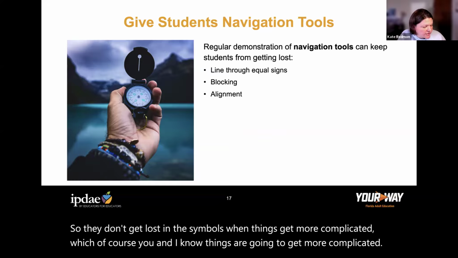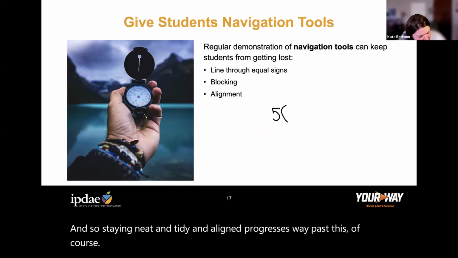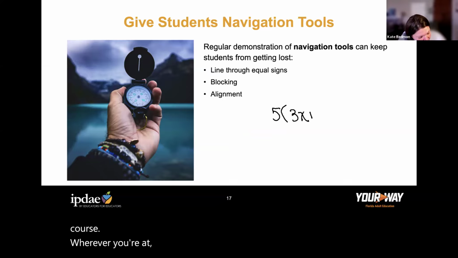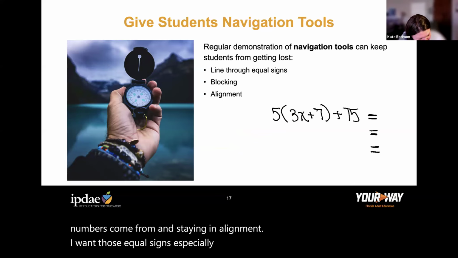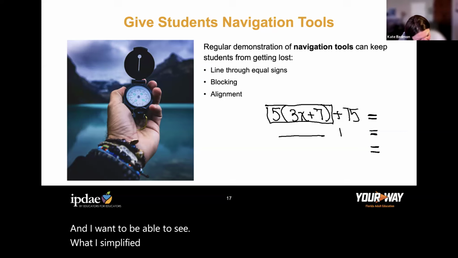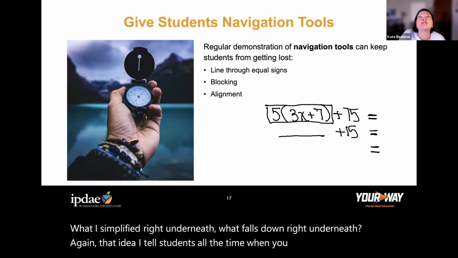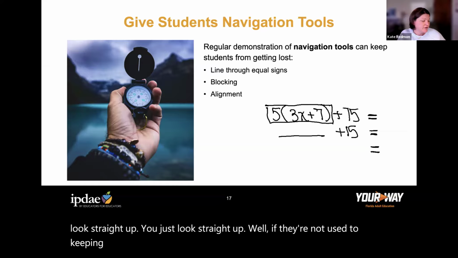And so staying neat and tidy and aligned progresses way past this, of course. Wherever you're at, the neater that students can be about where the numbers come from and staying in alignment. I want those equal signs especially to stay lined up. And I want to be able to see what I simplified right underneath, what falls down right underneath. Again, I tell students all the time, when you get lost in algebra, you just look straight up. You just look straight up. Well, if they're not used to keeping things aligned, looking straight up is going to fail them.